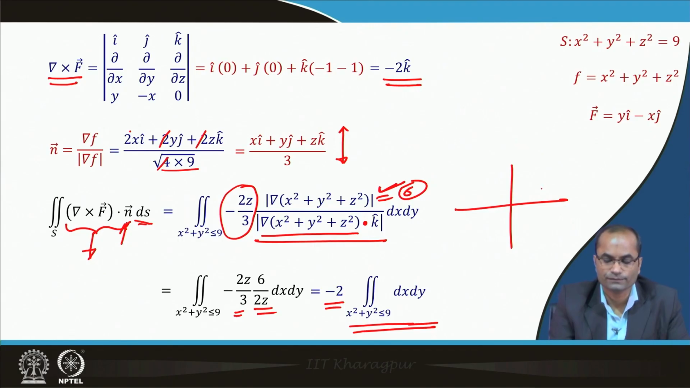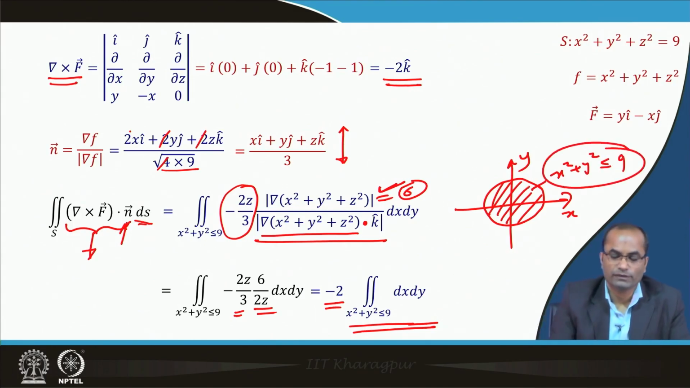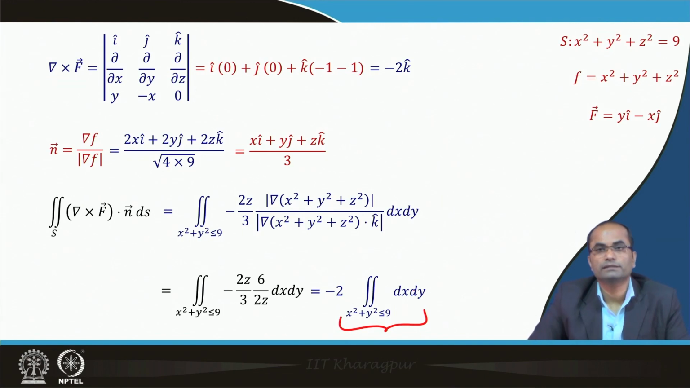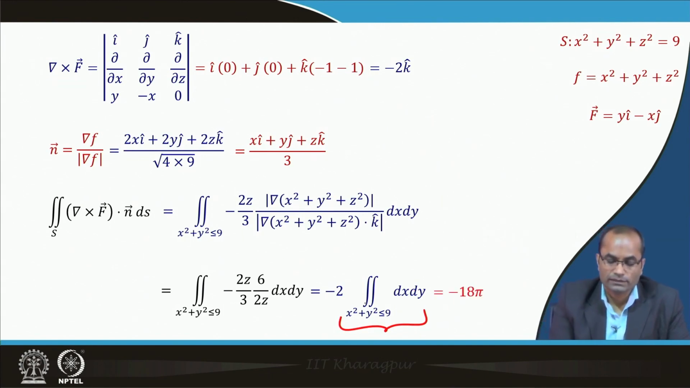So, this was the projection on the xy plane, this was x and then y. So, this is the projection, this disk x square plus y square less than 9, this is the disk there, where we have to perform this integration, and this integration is nothing but the area of that disk. So, it is pi r square. So, minus 2 into pi, and r is 3, so 3 square is 9. So, minus 2 times 9, so minus 18, and then pi.